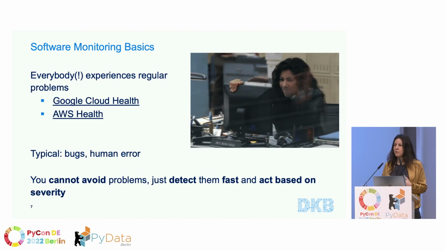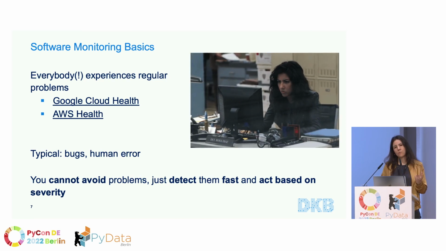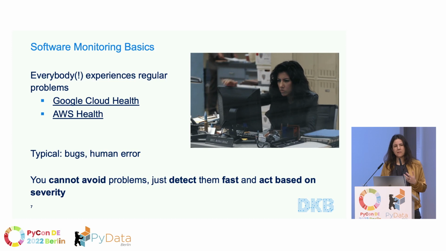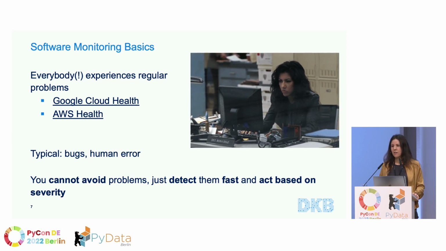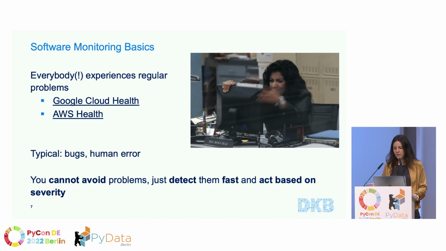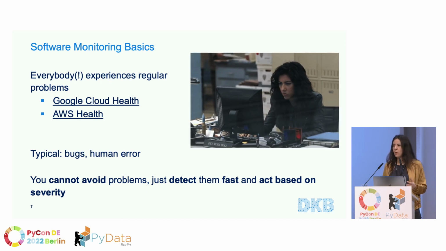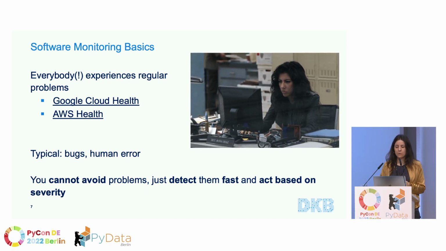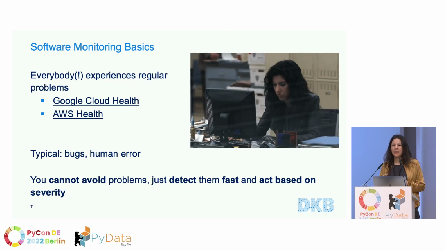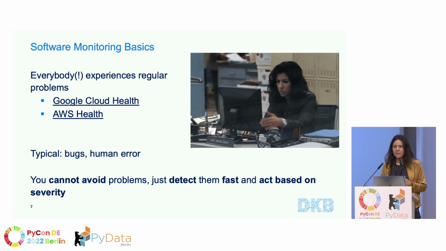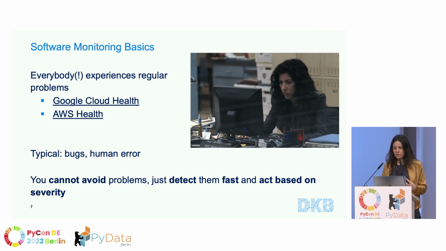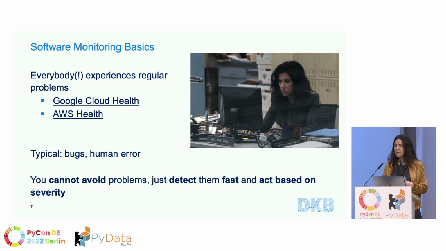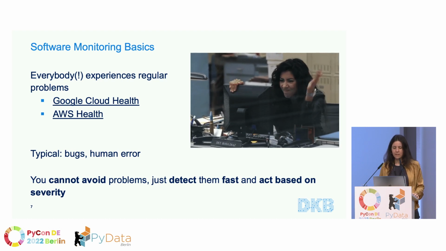And the difference between the good companies and the companies which could still improve a little bit is that you detect it fast and that you act on these problems based on their severity. So you want to know, are your customers experiencing a slowdown or do they get weird responses? And maybe you're even losing money immediately or one of your customers is losing money. So it's really important that you detect fast and then you act based on the severity.